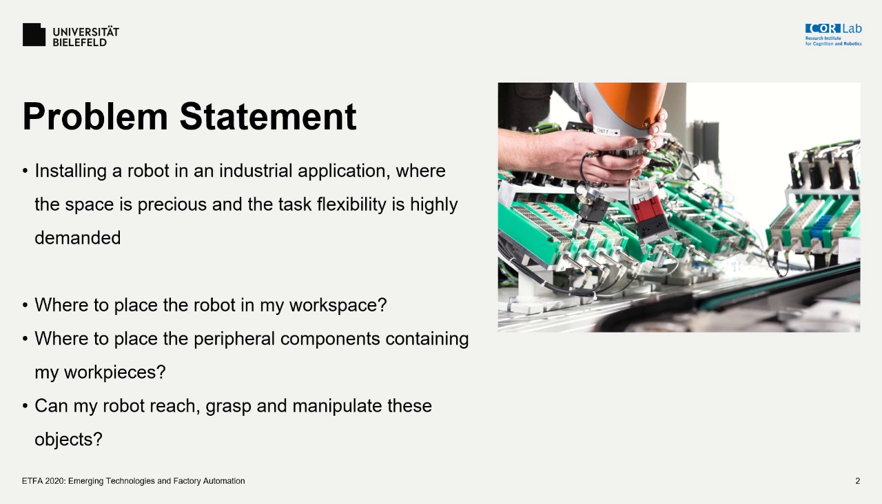Installing a robot in an industrial application, especially a collaborative robot, is a very challenging task because space in a robotic work cell is very precious and the task flexibility which is demanded is usually very high. The robot operator and the robot integrator are usually confronted with questions: where am I going to place the robot in my workspace initially, where to place the peripheral components around the robot, and once the robot and the components are placed, can my robot reach, grasp and manipulate these objects around a specific working point?